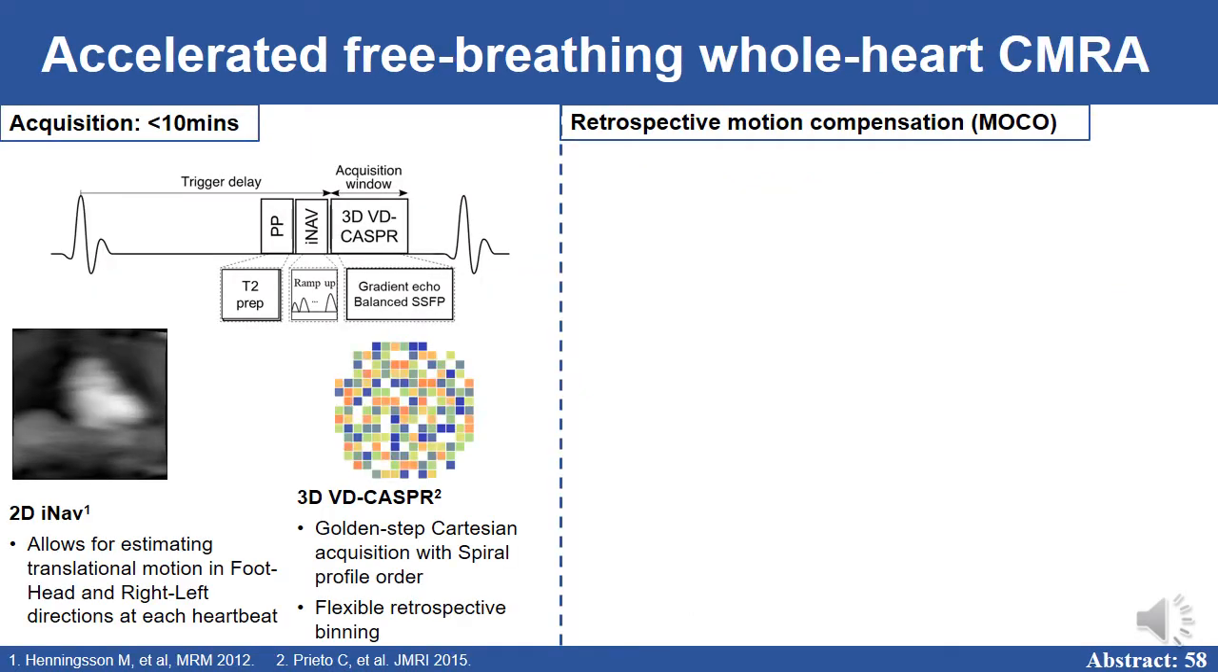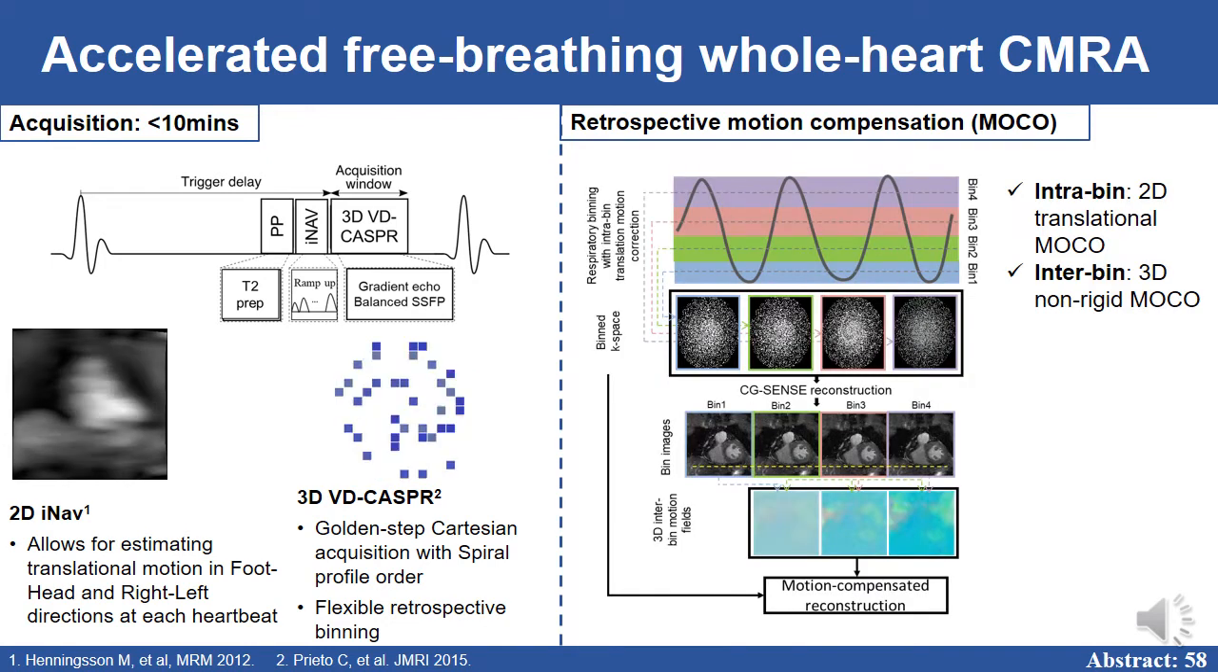Recently, our group has proposed an accelerated free-breathing whole-heart CMRA framework. ECG tracking is used to reduce cardiac motion, and an image navigator is acquired in each heartbeat to monitor the respiratory motion in the foot-head and left-right dimensions. For the 3D acquisition, a variable density spiral-like profile order is used to enable flexible retrospective binning. And for motion correction, the whole k-space is binned into different motion states according to the motion curve estimated from the iNAV images.